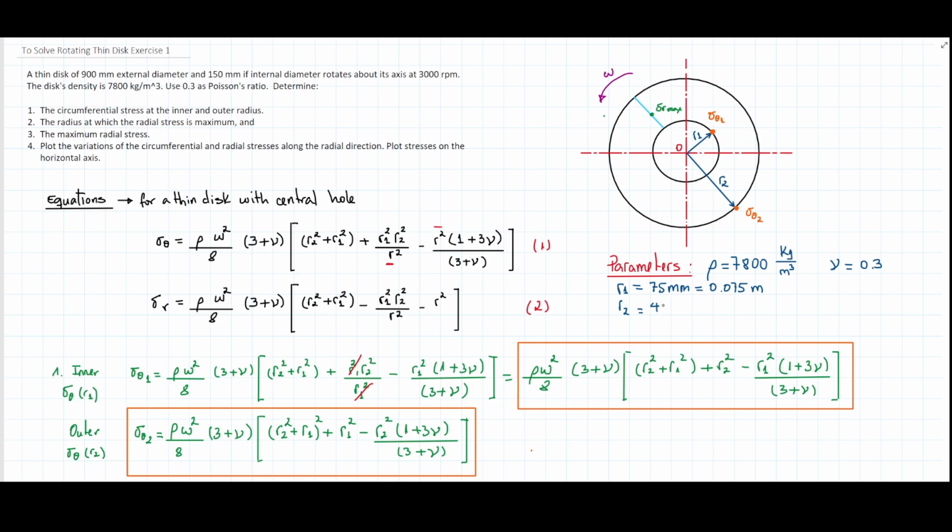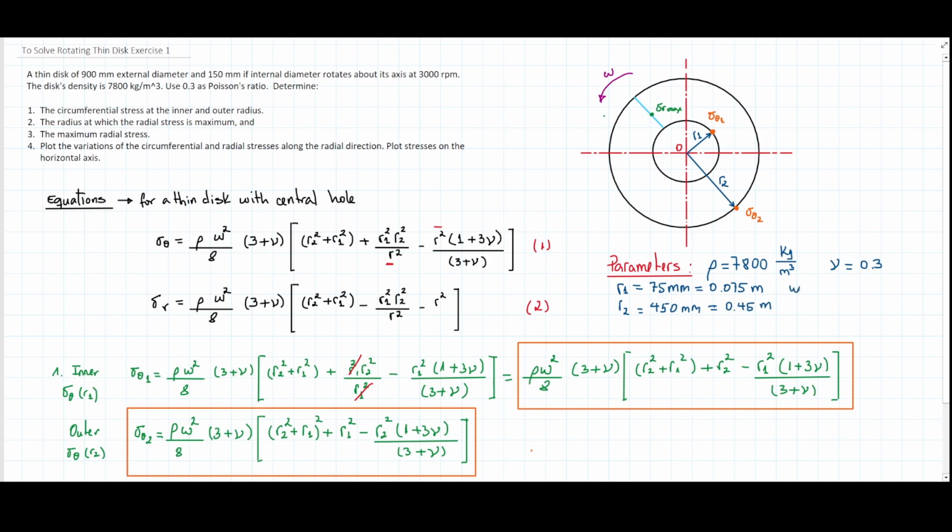And now just take a look at these dimensions. A disc of 900 millimeters rotating at 3000 RPM. That's quite something, because 900 millimeters is close to a meter. So just mentally imagine a disc of a meter diameter rotating at 3000 RPM. It's something, let's say, to be careful with. Let's put it that way. And then this is going to be equal to 0.45 meters, sorry.